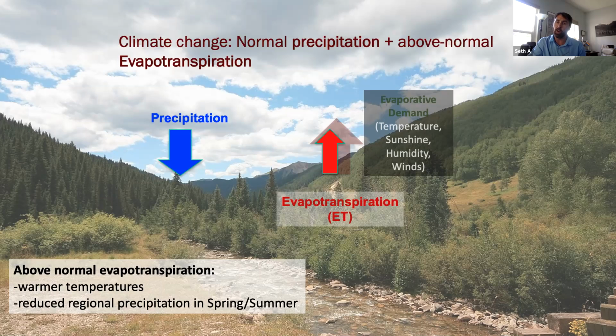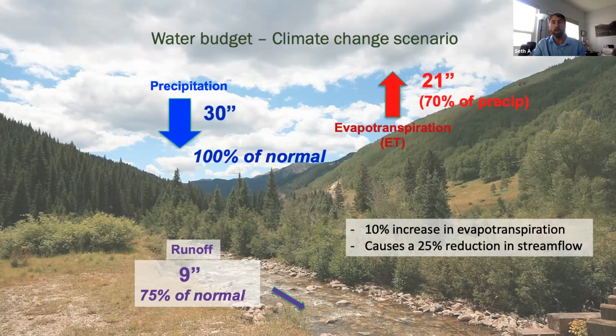And another thing that we know from looking at those projections is many regions, especially around the Four Corners, are projected to see a decrease in spring and summer precipitation. So that means a decrease in cloudiness and an increase in solar radiation, which will likely lead to higher temperatures and again increase potential evapotranspiration. So let's look at how that scenario plays out.